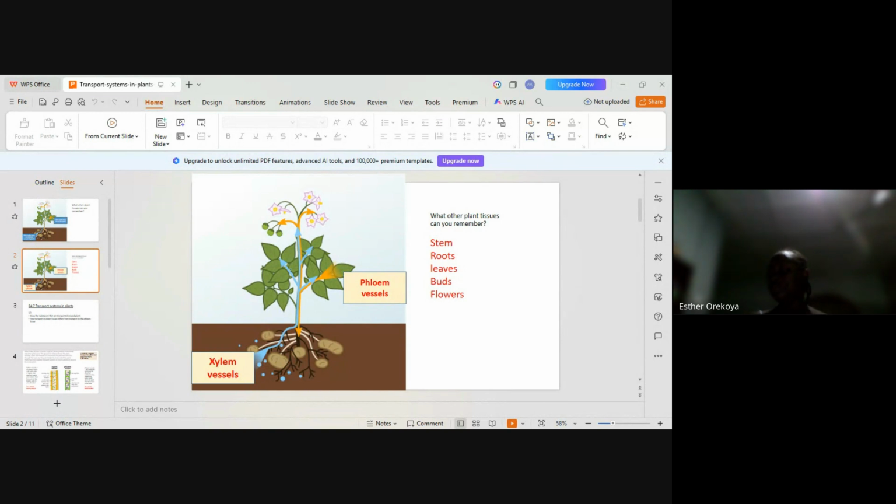Now, the heart has 4 chambers: the right atrium, the right ventricle, the left atrium, and the left ventricle. Those are the 4 chambers of the heart.